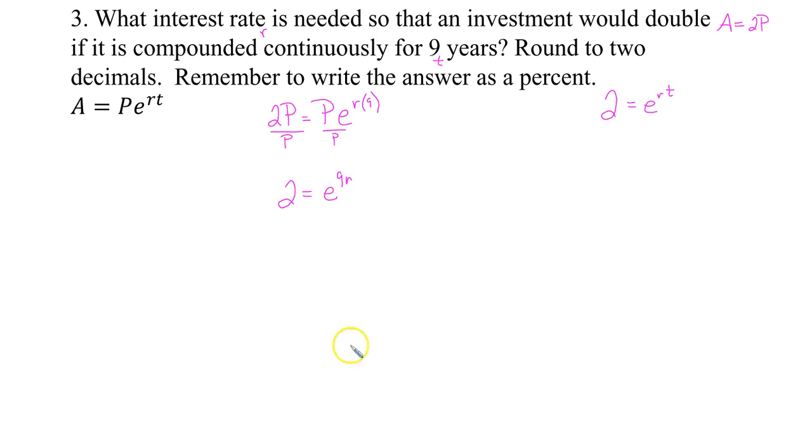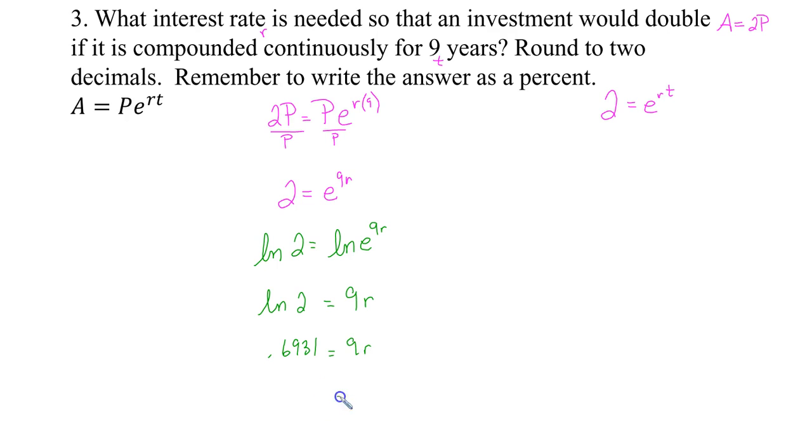To do that, we're going to take the natural log of both sides. So we have the natural log of 2 on the left-hand side and the natural log of e to the 9R on the right-hand side. On the right-hand side, the natural log and e cancel out, so I'm left with 9R. And on the left-hand side, I have the natural log of 2. Now, if I put the natural log of 2 into my calculator, I get 0.6931 and some other numbers.